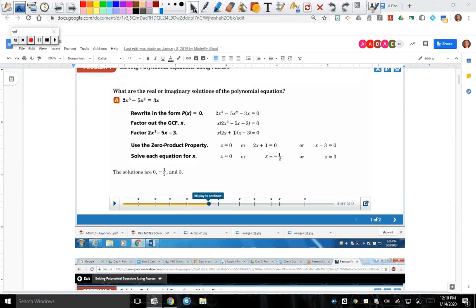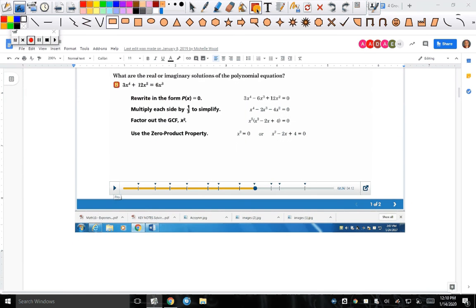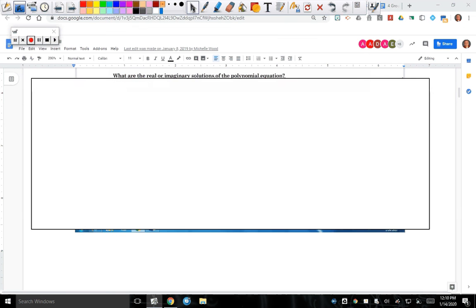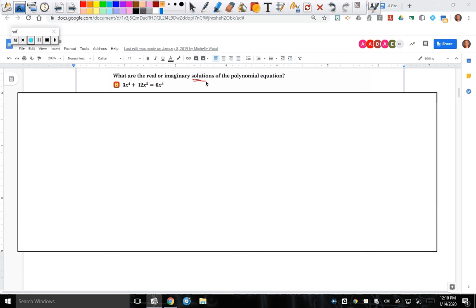Let's go to this question right here. And this question is asking us, what are the imaginary or real solutions? So it's kind of asking us the same thing. Set it equal to 0, solve for x. Okay? So let's go ahead and do what we learned last problem, the way Emily suggested, of moving that over and setting it equal to 0.